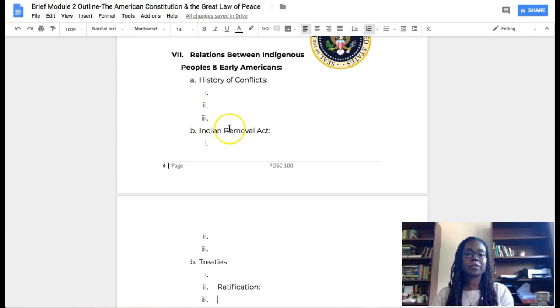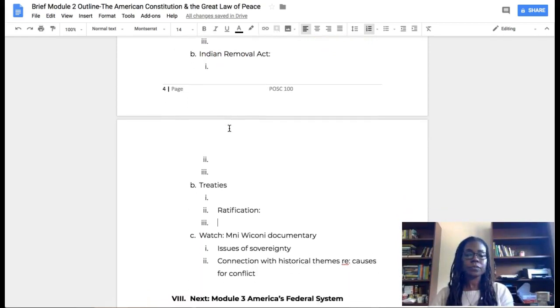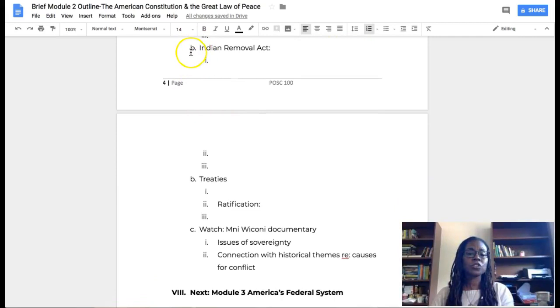So, moving on to another important aspect of the relationship between indigenous people and early Americans, the Indian Removal Act is key for you to understand how this relationship evolved and was basically damaged almost irreparably. So the Indian Removal Act was passed in 1830 by Andrew Jackson.